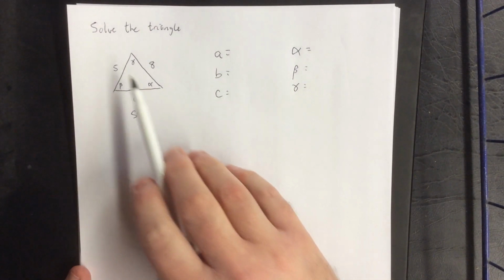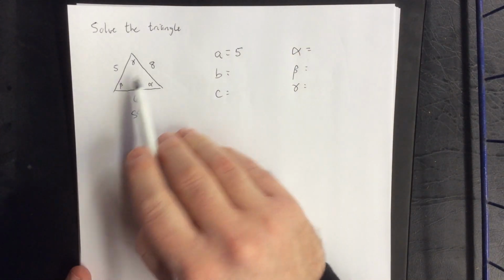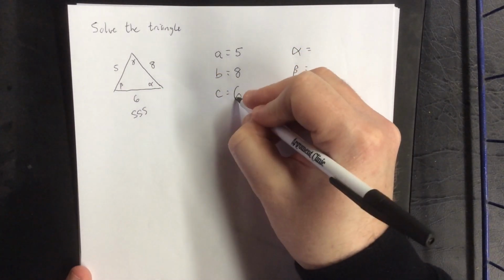So across from alpha will be side A. Across from beta will be side B. And across from gamma will be side C.